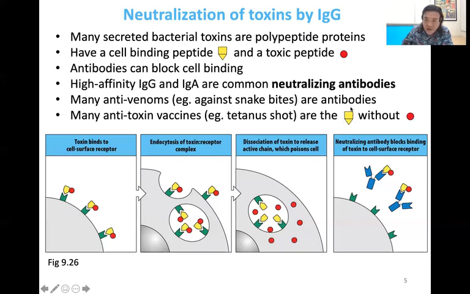So when you expose your immune system to the yellow part, it gives your immune system a chance to actively start selecting for memory B cells that know how to make antibodies against this yellow part. So that eventually, if you are infected by tetanus, your antibodies can neutralize the actual toxic version of it. Okay.